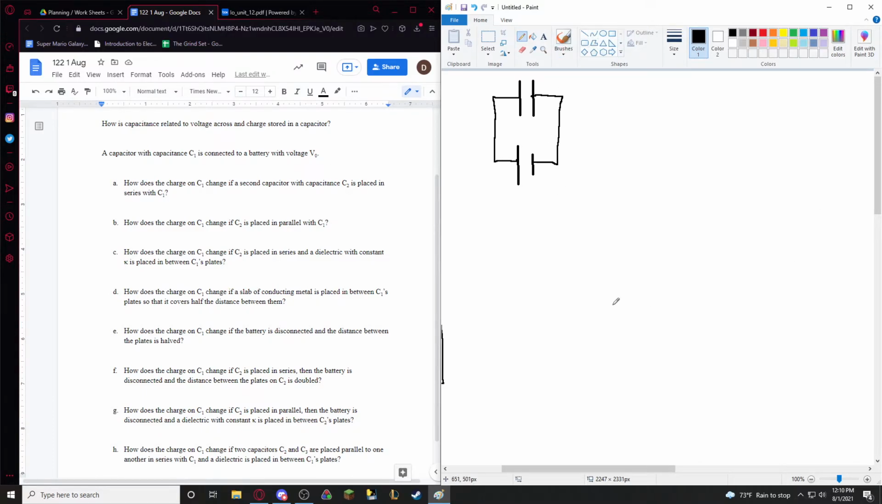So we're going to have our capacitor hooked up to our battery, C1 and V0. What we want to know is how the charge on C1, which you should know how to calculate, is going to change if a second capacitor, C2, is placed in series with C1. So we're going to hook up a second capacitor here, C2 in series with C1.